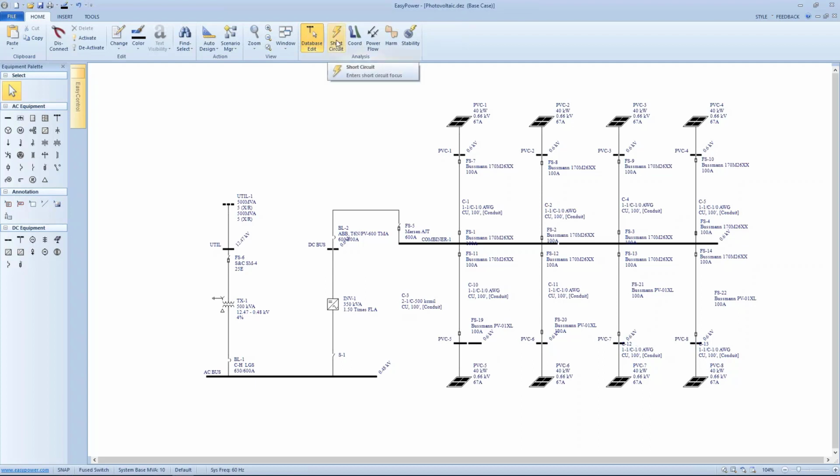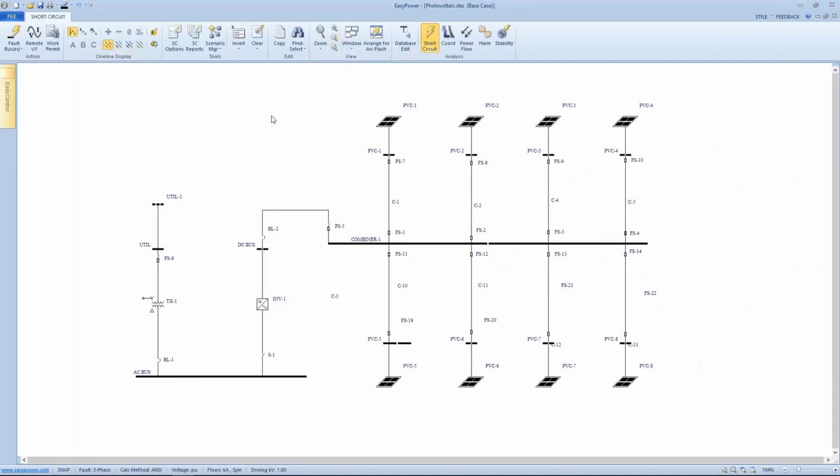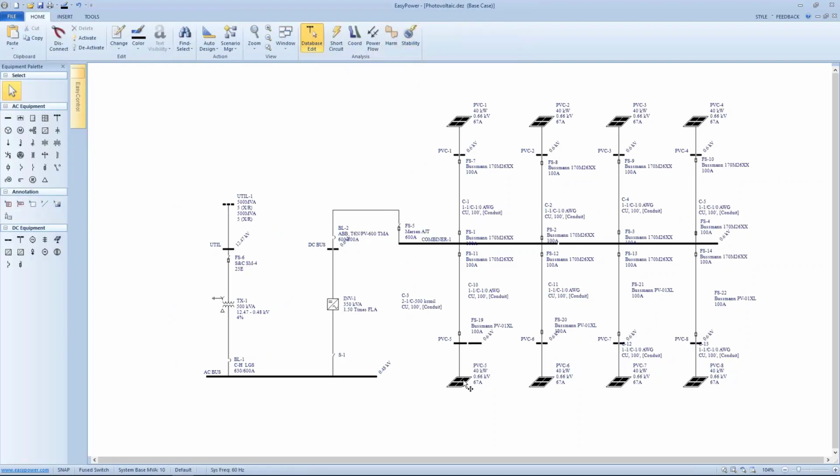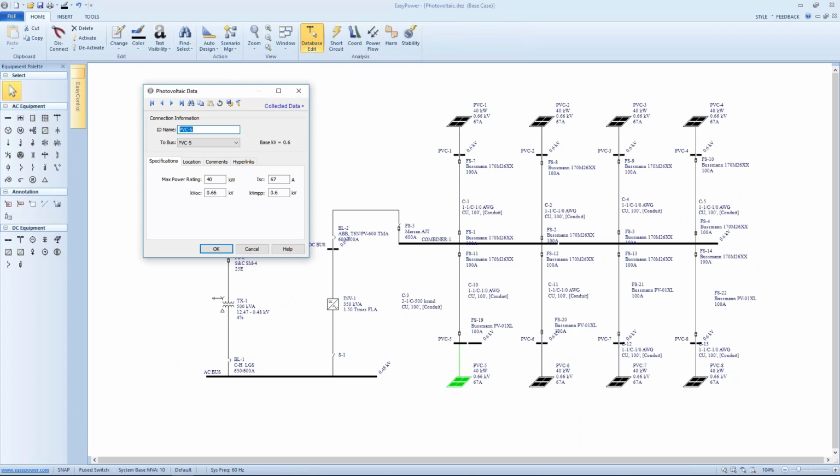All right, I want to go into short circuit focus. So this is already pre-drawn. Oh, I did want to look at how I've constructed the array. So we already described this as a custom array. We know it's going to be 40 kilowatts. We know it has a short circuit current maximum of 67 amps, and the open circuit voltage is 660 volts, which gives us a peak power of 600 volts for the max power calculations.